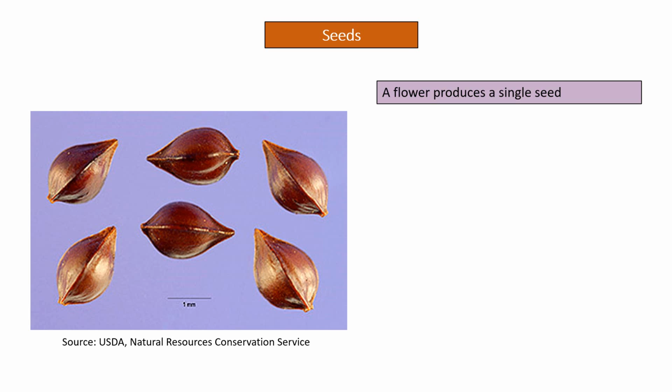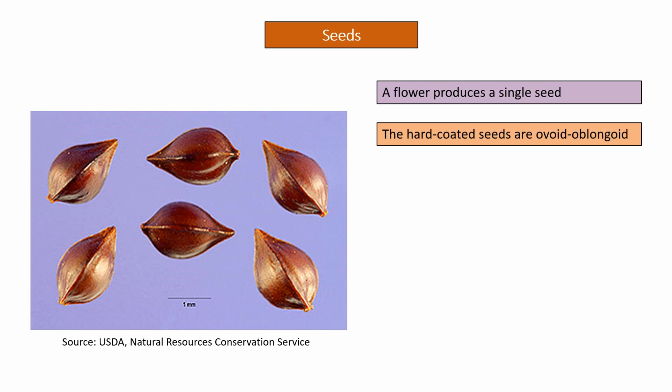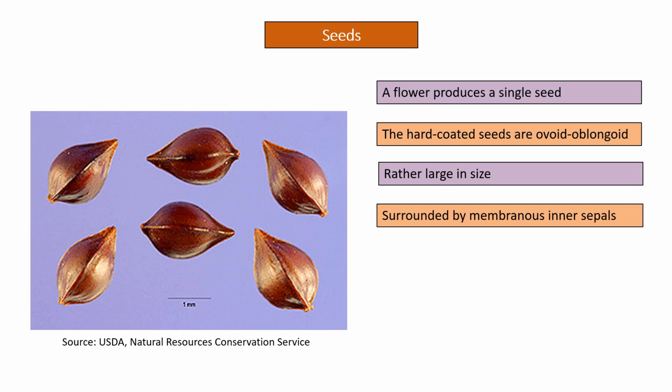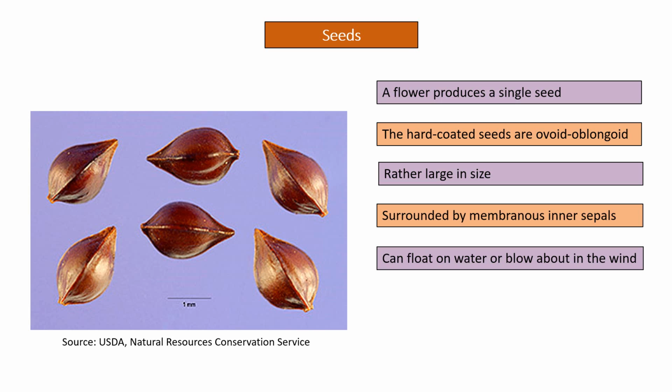Seeds. A flower produces a single seed. The hard-coated seeds are ovoid-oblongoid. They are rather large in size and surrounded by membranous inner sepals, and can float on water or blow about in the wind, which aids in their dispersal.